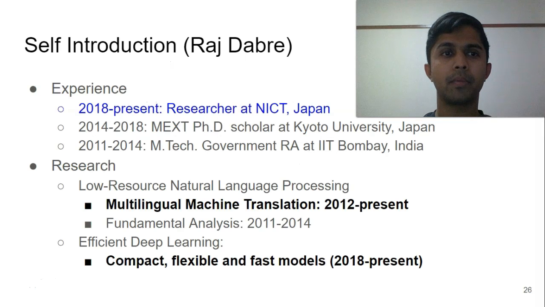Hello everybody, my name is Raj Dabre and I'm a researcher at NICT Japan. Before NICT, I was in Kyoto University working on my PhD, and before that I was in IIT Bombay working on my master's degree. I have mostly worked on multilingual machine translation, and for a while I also worked on morphological analysis and part-of-speech tagging. Recently, I've been focusing on efficient deep learning, where I focus on compact, flexible, and fast neural machine translation models.